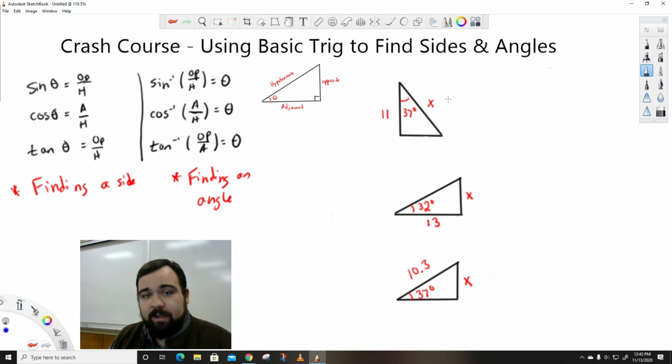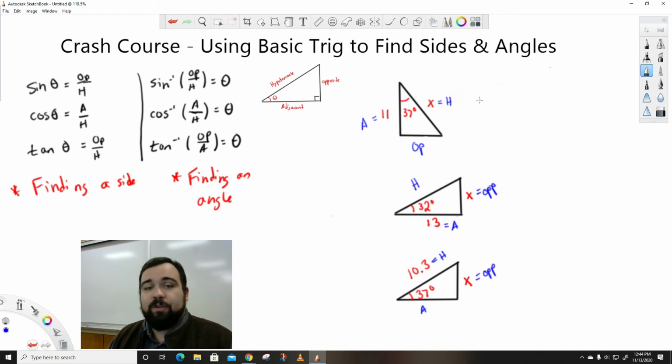So the first thing we need to do is identify the sides based on where theta is. For this top one, the angle is located in the top left-hand corner. The longest side is again going to be our hypotenuse. The side touching theta is then the adjacent side, and the one left over is the opposite. Middle one, the angle is in the bottom left-hand corner. Opposite of that is going to be our x. The long side is our hypotenuse, and the side touching theta is the adjacent. Now with the bottom one, the angle is 37 degrees. The long side is the hypotenuse. The side touching the angle is again adjacent, and the one we're looking for is opposite.